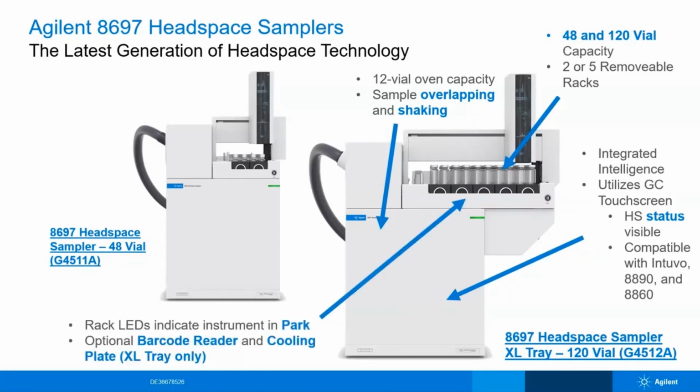And then finally, it is a scalable system that is meant to be in labs with a wide range of different systems. It's easily visible whether or not the system is running, when the system is in park mode, and it provides a wide range of sample tracking options with a barcode reader and a cooling plate for temperature sensitive samples, particularly in food, alcohol, and dairy applications.